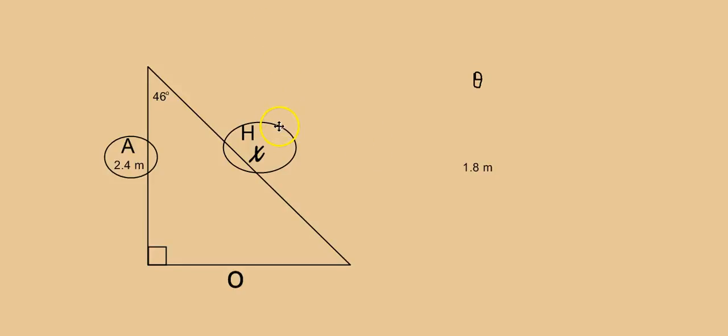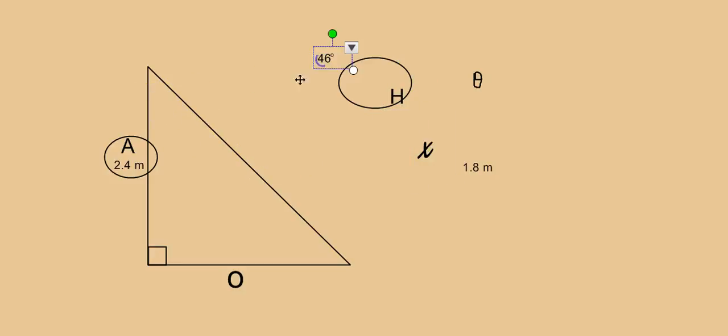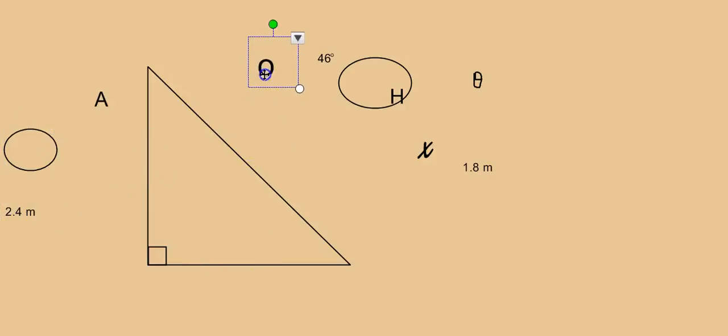Let's undress this right angle triangle and do another one. Okay, so let's use a theta this time, and let's use this number here and this number here. Now let's move that one over.